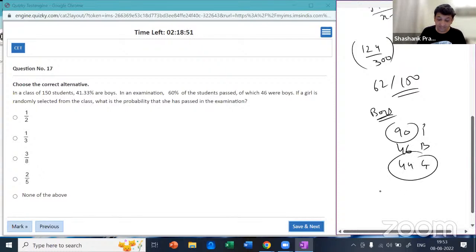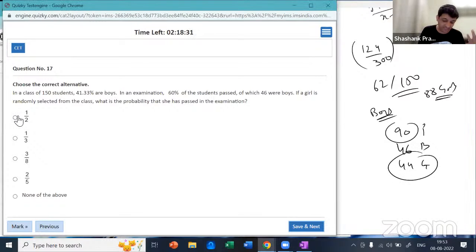If a girl is randomly selected from the class, what is the probability that she has passed in the examination? So a girl is randomly selected. Okay, so out of the girls, we are selecting a random girl. How many girls are there? 62 boys. So the remaining 88 are girls. Out of 88 girls, 44 have passed. So what is the probability she has passed? 44 out of 88. 1 by 2. I think this should be the answer.